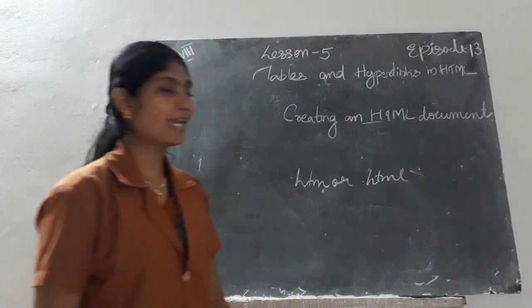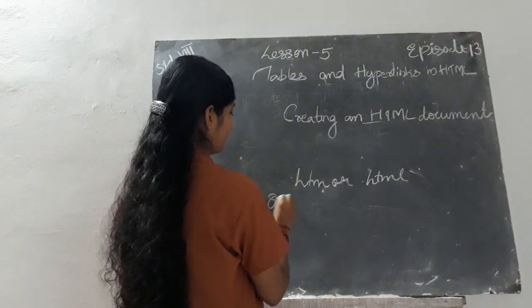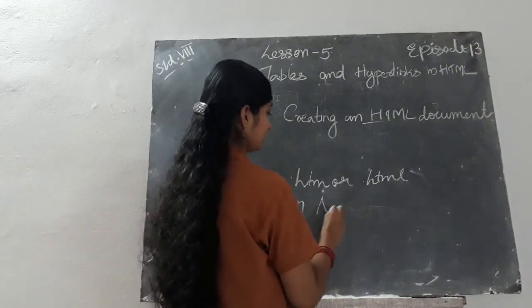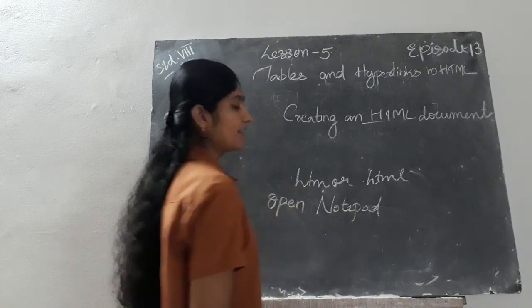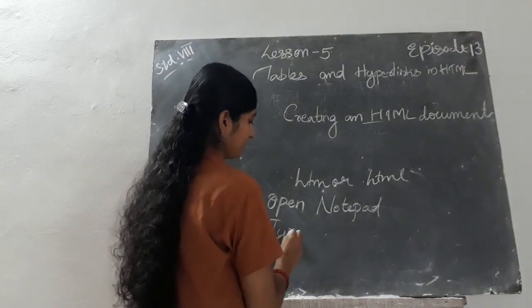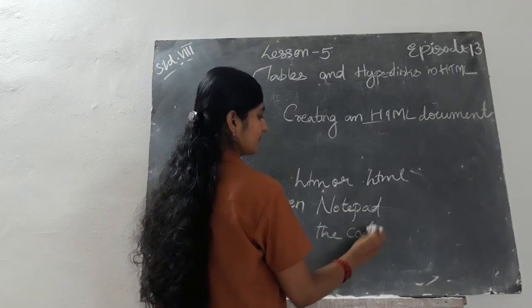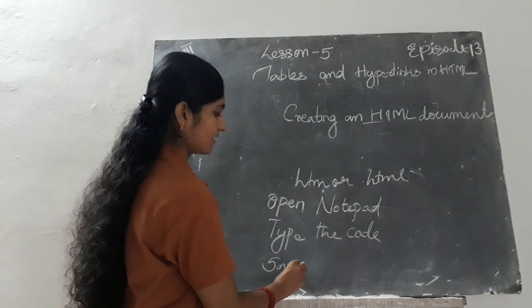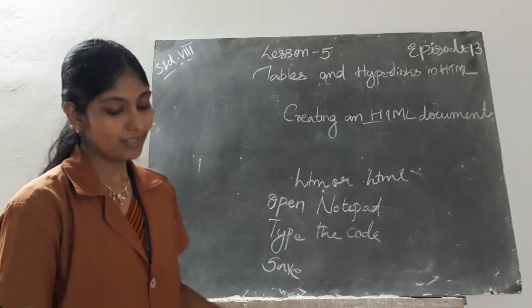So how to create an HTML document? Open Notepad. Then type the content or code. Type the code. Then save the file with extension .htm or .html.